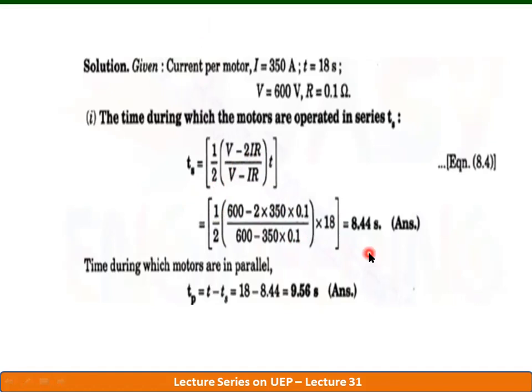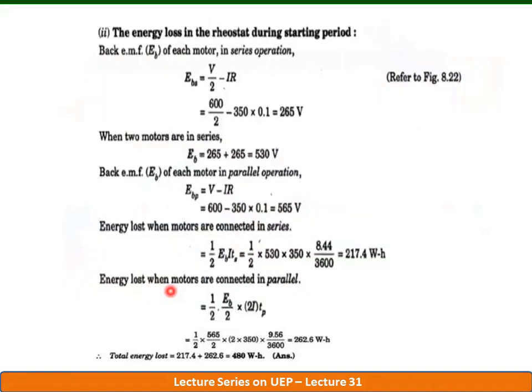Time required for series operation is 8.44 seconds. Time during which the motors are in parallel. Total time is the time required for series operation plus the time required for parallel operation. Parallel operation time is T minus Ts. Here we got 9.56. The energy loss in the rheostat during the starting period.